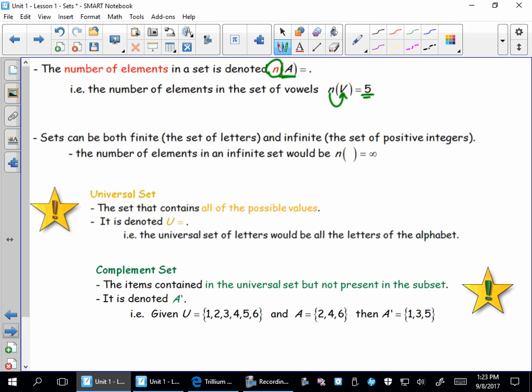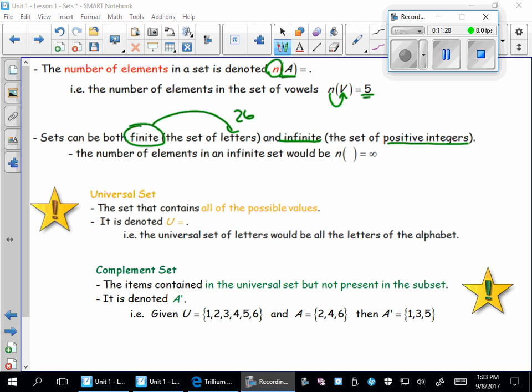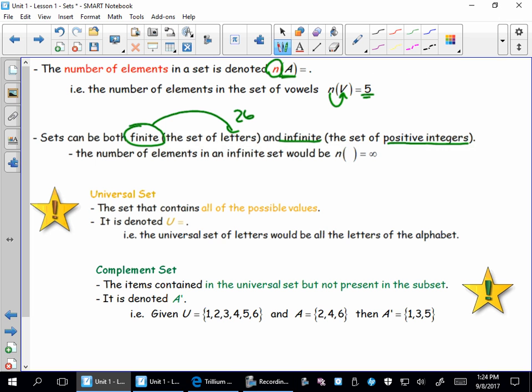Okay. Sets can be finite. In other words, you can count them, the set of letters. There's 26 of them. Or they could be infinite. They keep on going and going forever and ever. The set of positive integers. Think of the biggest number you can think of. You can always get bigger than that. There's always one more than that. Because an infinite set cannot be counted, we say that the number of things in that set is infinite. That's a symbol for infinite.